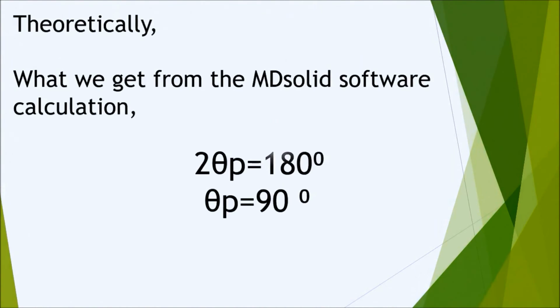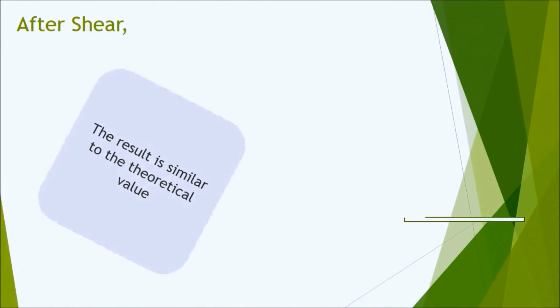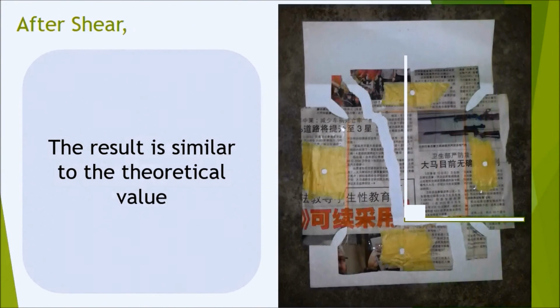Theoretically, what we get from the MD Solid software calculation, 2 theta P is equal to 180 degrees, thus theta P is equal to 90 degrees. The experimental result is similar to the theoretical value that calculated by MD Solid software. Thus, the experimental value of sigma x and sigma y is accepted.